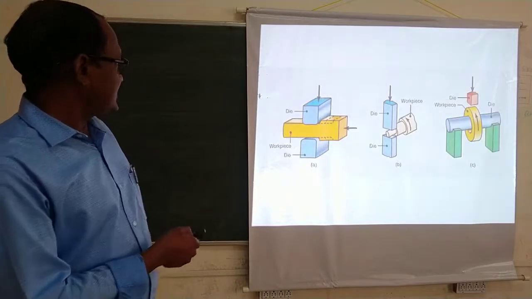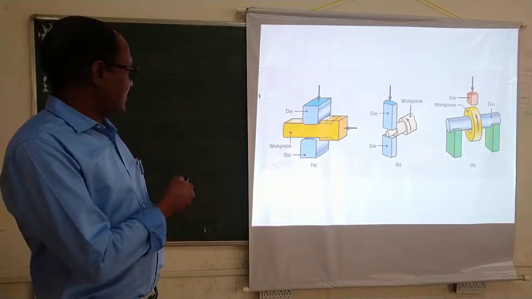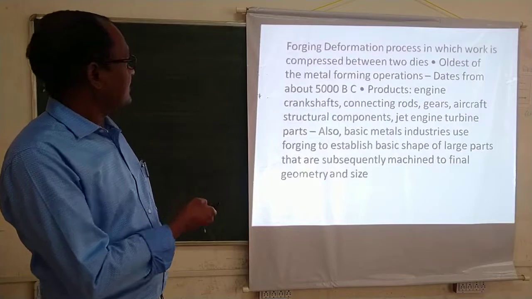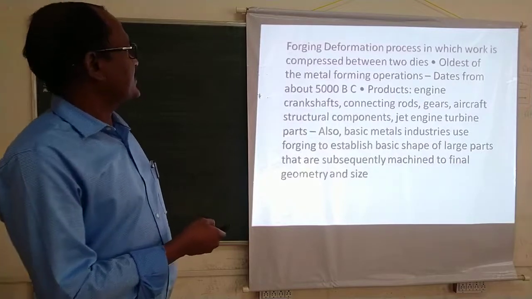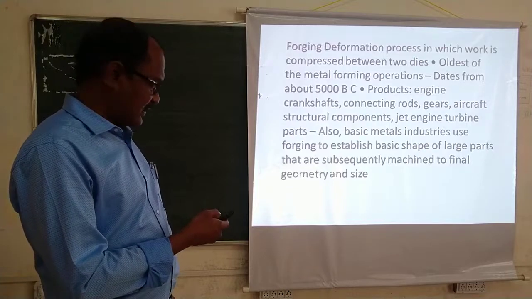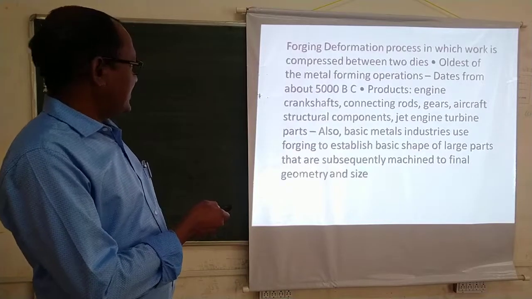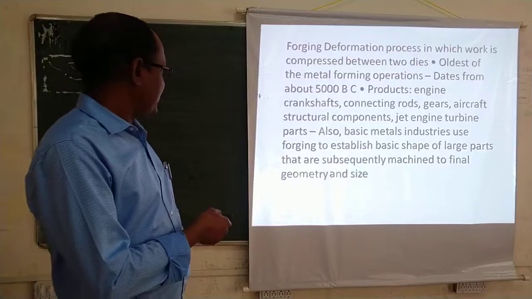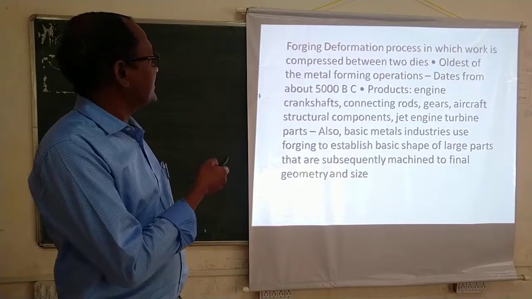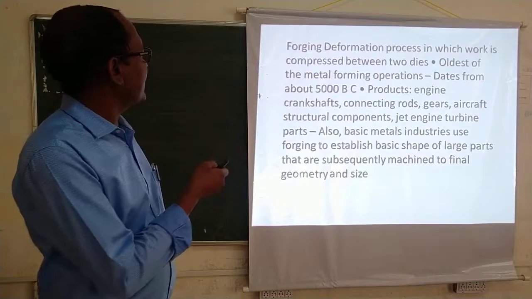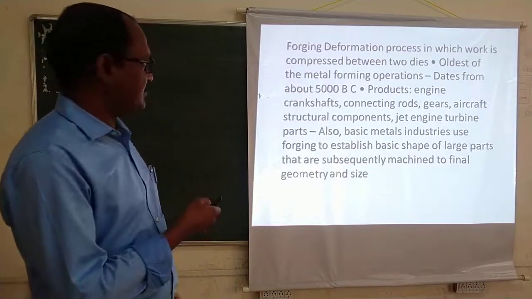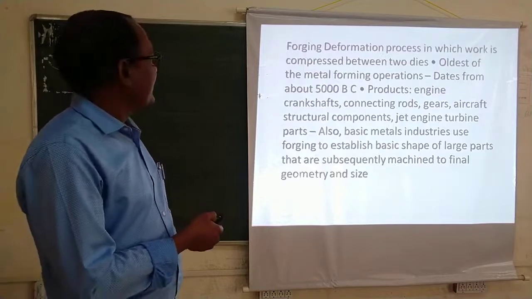So these are the various dies. This is the open die, this is also an open die. So forging is a deformation process in which work is compressed between two dies. What are the basic metals and parts to be manufactured by these forging operations, where plastic deformation is given to the workpiece. So all these points are covered under this slide.